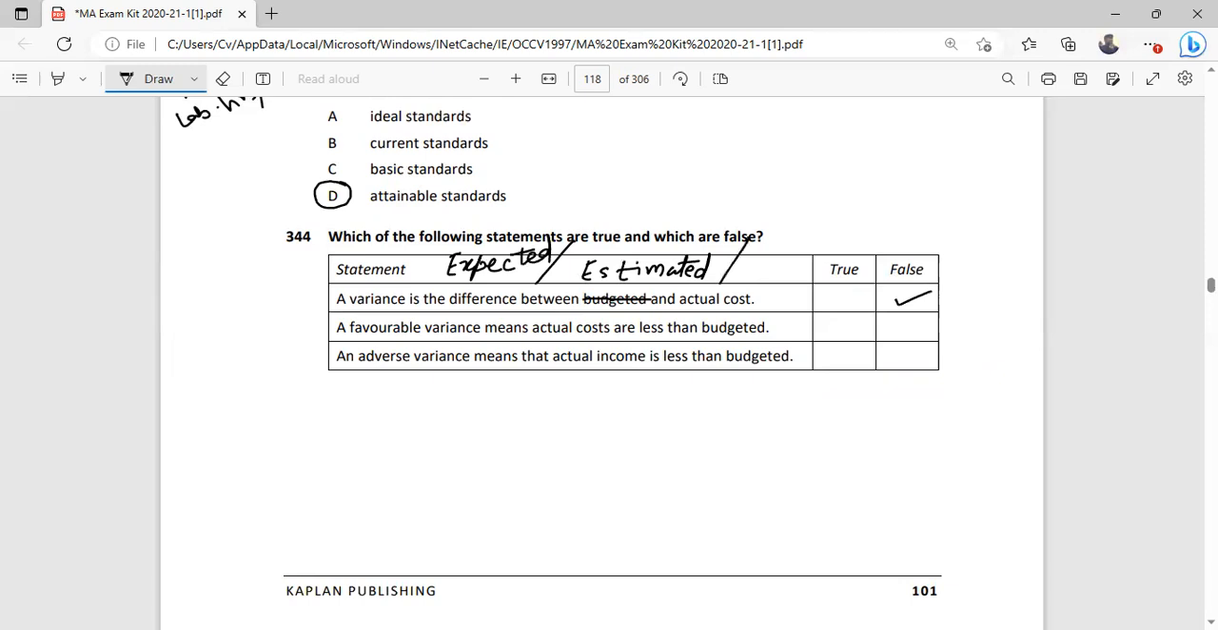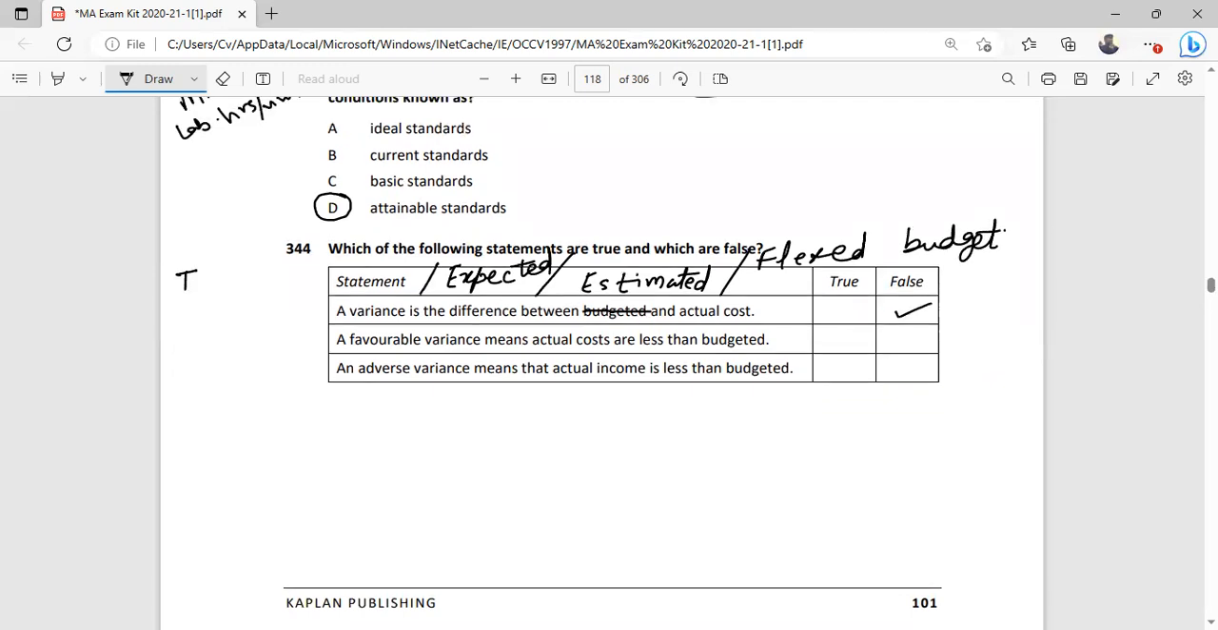We can say variance is the difference between flex budget and actual cost, and we can say that variance is the difference between total standard and actual cost. So this is the definition of a variance. A favorable variance means actual costs are less than budgeted. Yes, it is a favorable variance, but again, it is better to say actual cost than estimated.